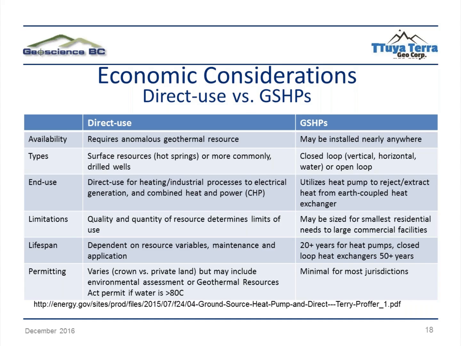And then we've got some examples in terms of lifespan and permitting. So for permitting ground source heat pumps, it's usually minimal and reflected by zoning bylaws. And for direct use, it really varies provincially, but in BC, you would be including the Land Act and the Water Sustainability Act in order to utilize that water resource under 80 degrees. And if you've got water greater than 80 degrees, you have the added complication of going through the permitting process under the Geothermal Resources Act.